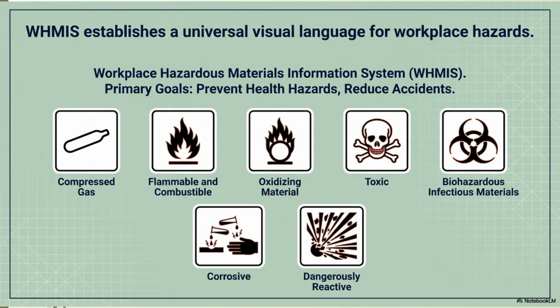To simplify hazard identification, the Workplace Hazardous Materials Information System, or WHMIS, establishes a universal visual language. WHMIS has two primary goals: preventing health hazards and reducing workplace accidents. These recognizable symbols immediately communicate a substance's primary threat, whether it's compressed gas, flammable material, an oxidizer, acute toxicity, biohazardous infectious material, corrosive substances, or dangerously reactive chemicals.